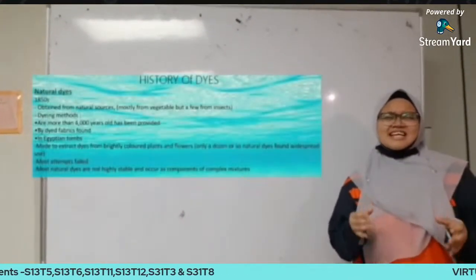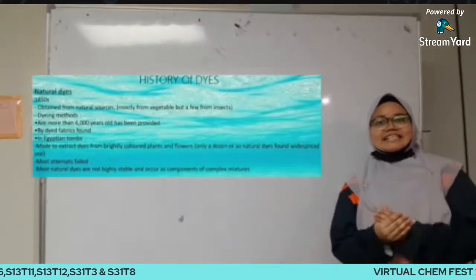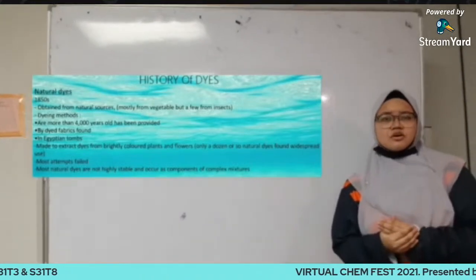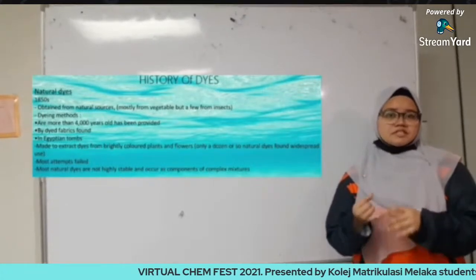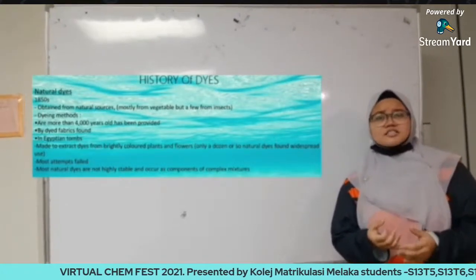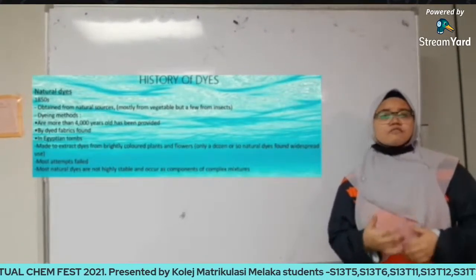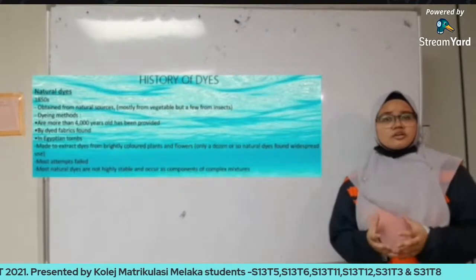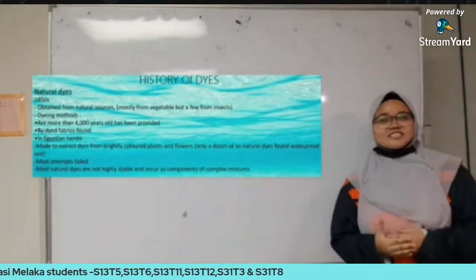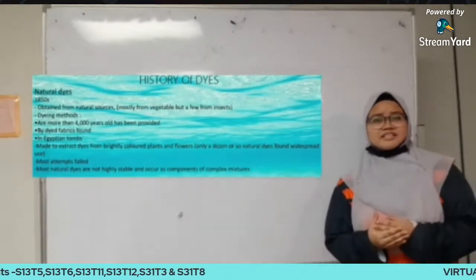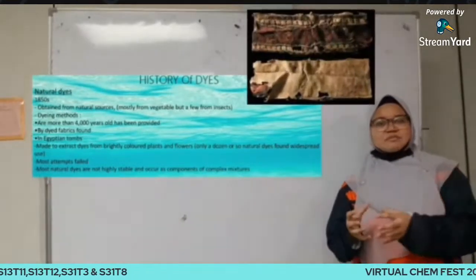History of dyes. Natural dyes until the 1850s. Virtually all dyes were obtained from natural sources, most commonly from vegetables such as plants, trees, and lichens, with a few from insects. Solid evidence that dye methods are more than 4,000 years old has been provided by dyed fabric found in an Egyptian tomb.